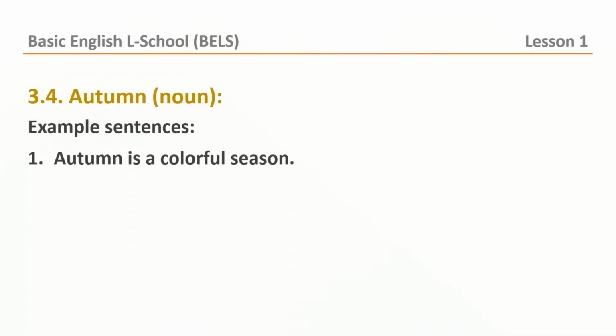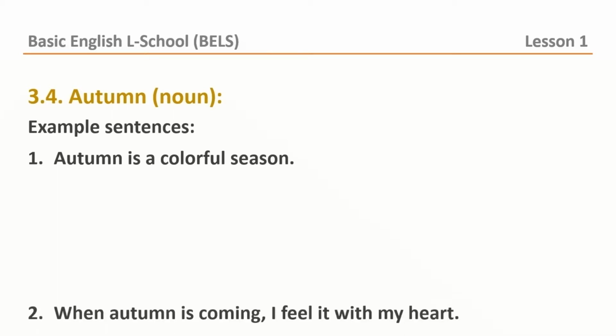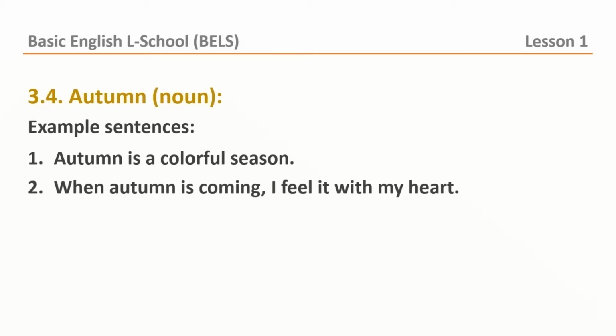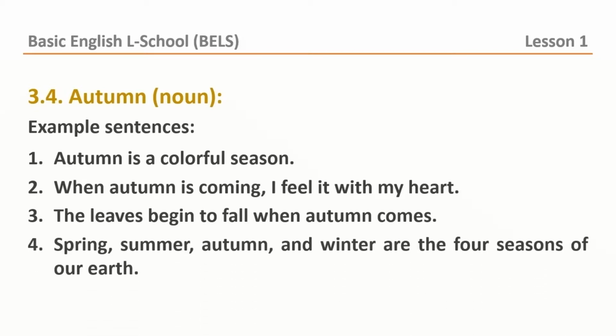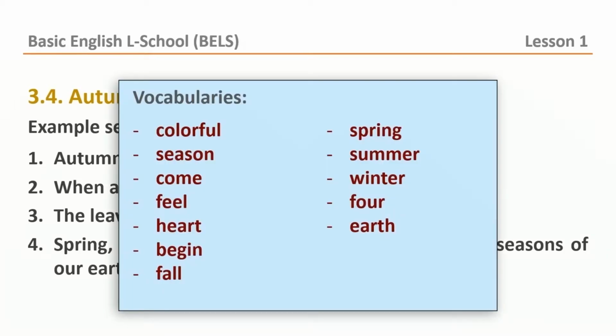Example sentences. Autumn is a colorful season. When autumn is coming, I feel it with my heart. The leaves begin to fall when autumn comes. Spring, summer, autumn, and winter are the four seasons of our earth. The vocabularies are: colorful, season, come, feel, heart, begin, fall, spring, summer, winter, four, earth.